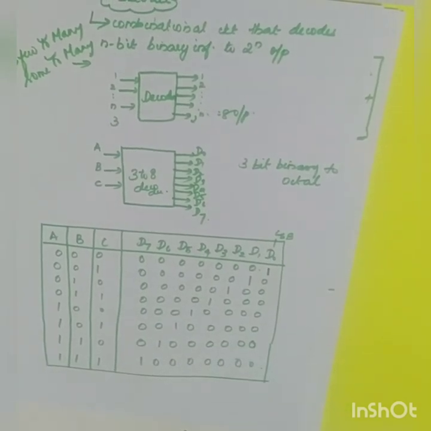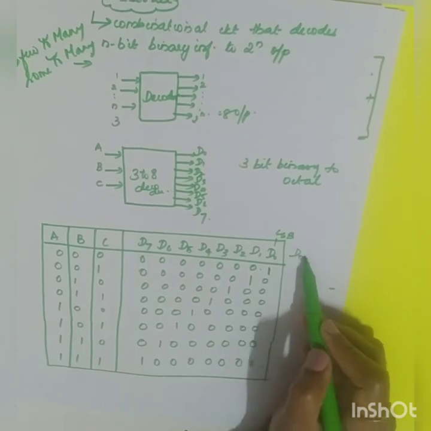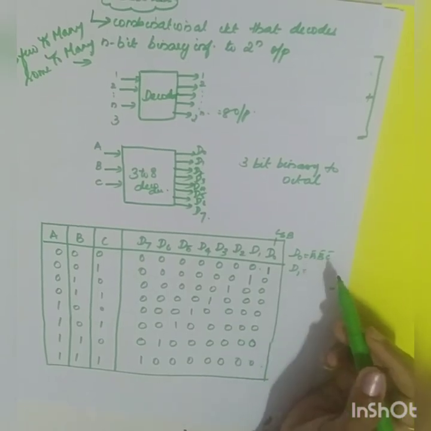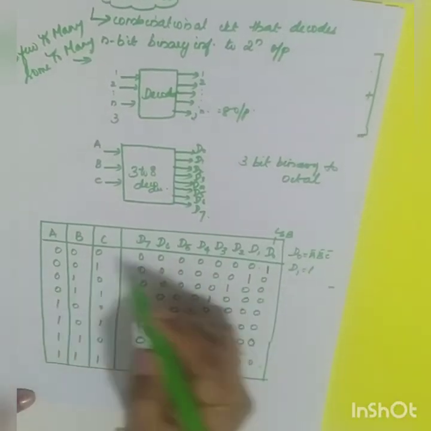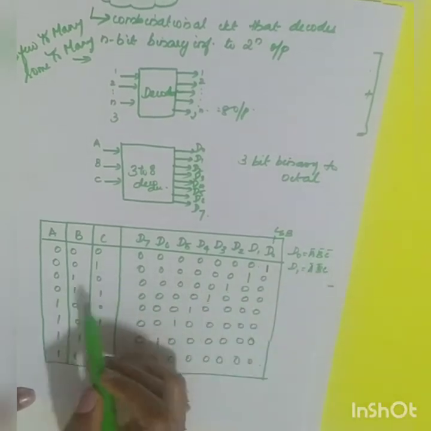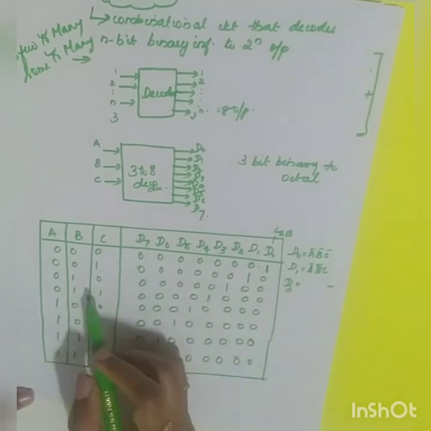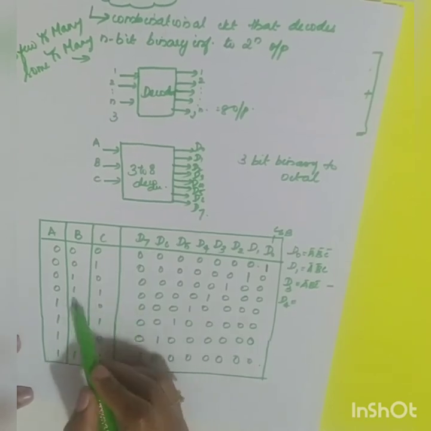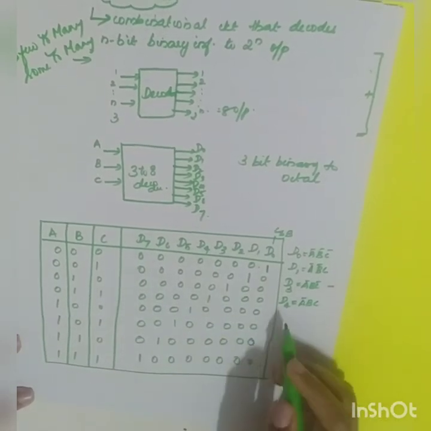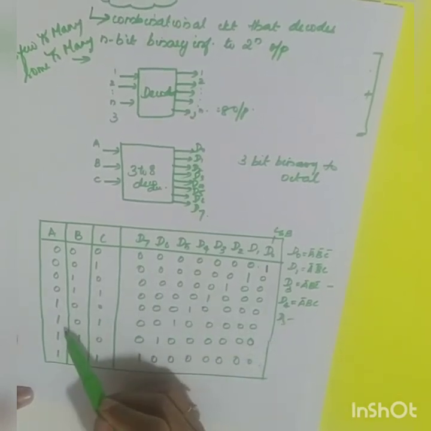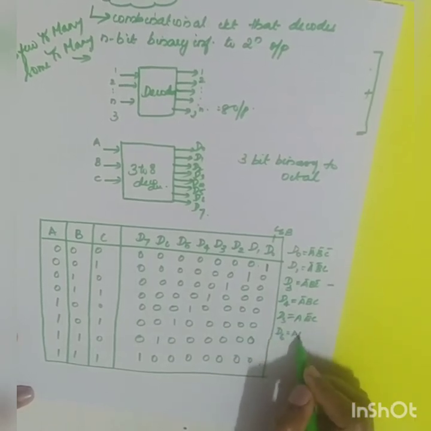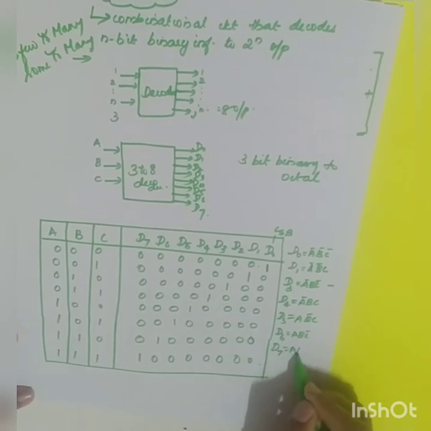So if we draw your logic diagram, what will be your output? D0 will be equal to A bar, B bar, C bar. D1 will be equal to A bar, B bar, C. D3 will be equal to A bar, B, C bar. D4 will be equal to A bar, B, C. D5 will be equal to A, B bar, C. D6 will be equal to A, B, C bar, and D7 is equal to A, B, C.